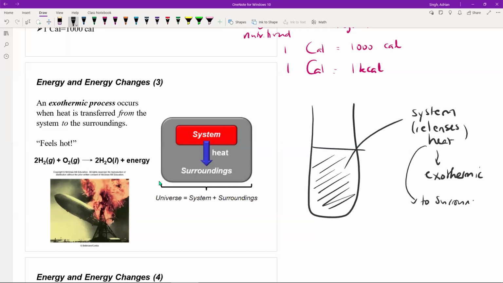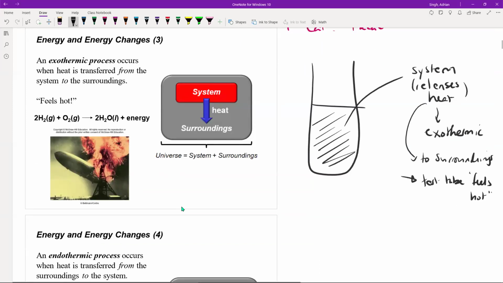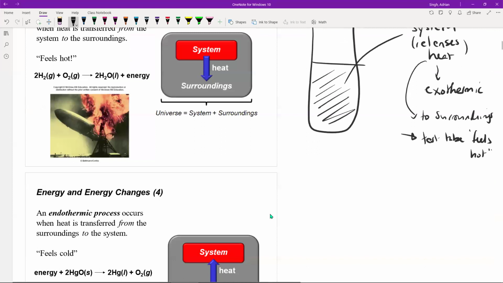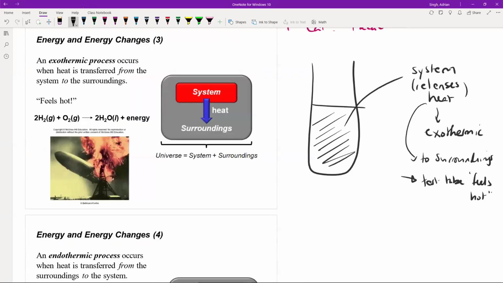And if the system is the thing in the test tube, then the surroundings will actually be the test tube and everything else around it. So what you would detect here is that the test tube feels hot or warmer to the touch when heat is released. That's an exothermic process. The opposite of an exothermic is called an endothermic process. So we'll use our same test tube here. If that process absorbs heat energy, okay, so now let's say the system absorbs heat. So it's now gaining heat energy.